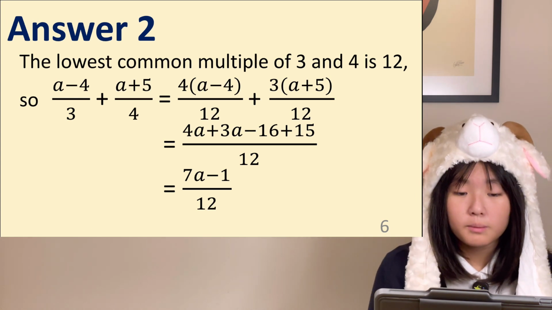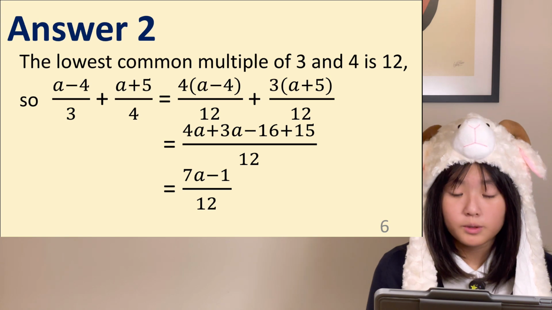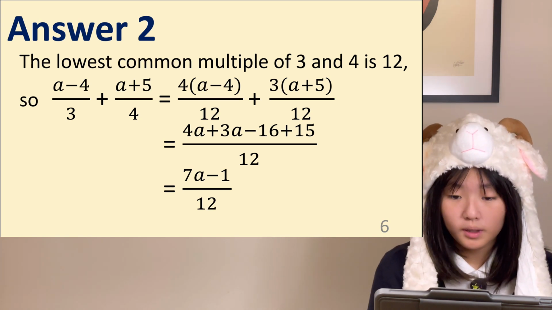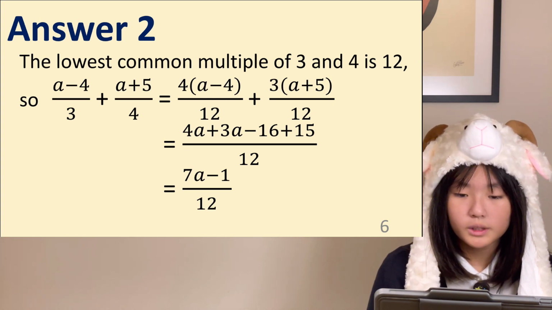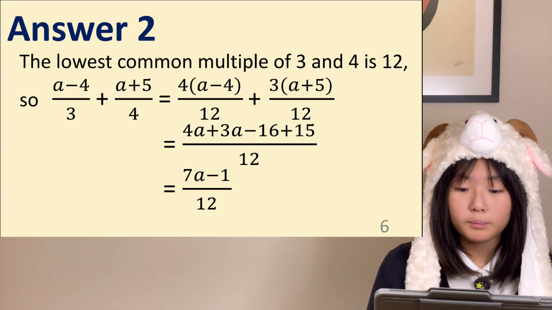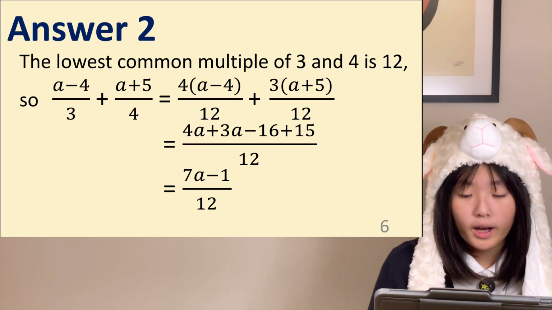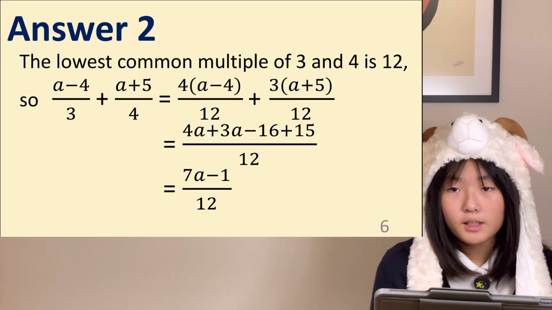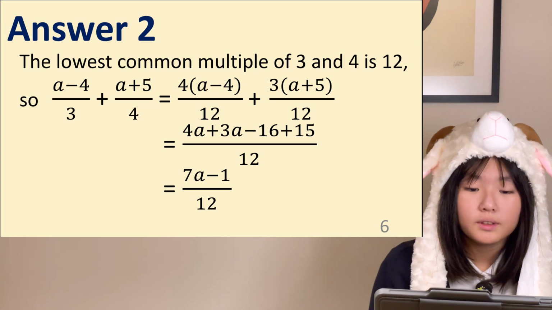So when you multiply a minus 4 over 3 by 4, the numerator becomes 4 multiplied by brackets a minus 4 over 12, plus 3 brackets a plus 5 over 12, which equals 4a plus 3a minus 16 plus 15, which 4a plus 3a is 7a, minus 16 plus 15 is minus 1. So the answer is 7a minus 1 over 12.